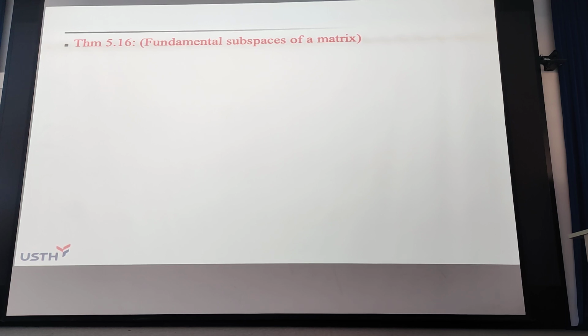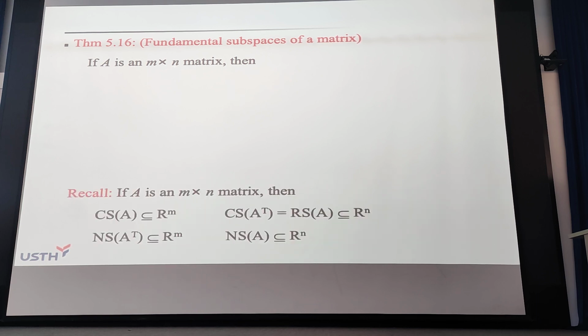But before going to the least squares problems, we need to once again consider the fundamental subspaces of a matrix. Suppose that we are given a matrix A of size m by n. I recall to you that we have the column space, row space, null space, and left null space here. They are subspaces of Rn and Rm corresponding like that.